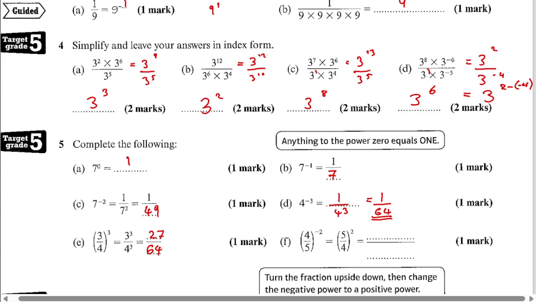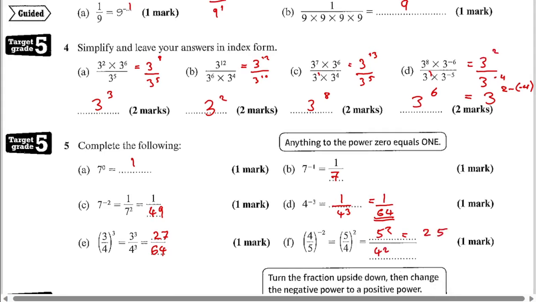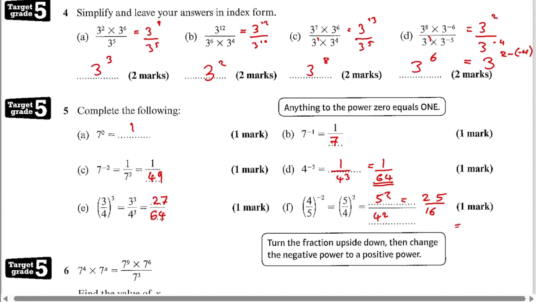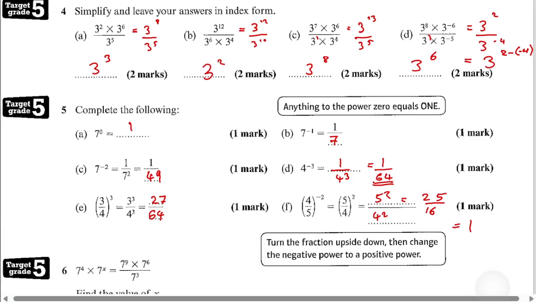So again, I'm actually going to do an extra line here, so that's going to be 5 squared over 4 squared, which is going to be equal to 25 over 16. And that would be absolutely fine, but I'm just going to go a step further and say that that would be equal to 1 and 16 goes into 25 fully once, and there would be 9 left over.